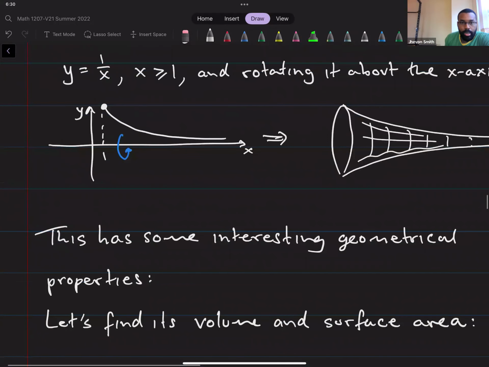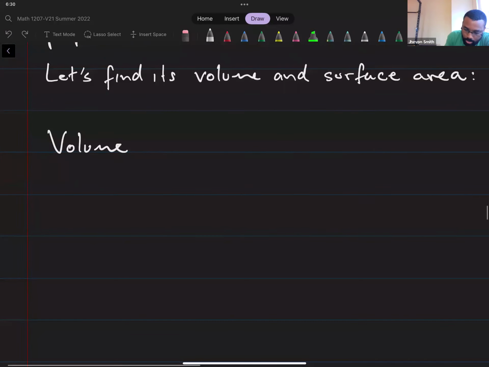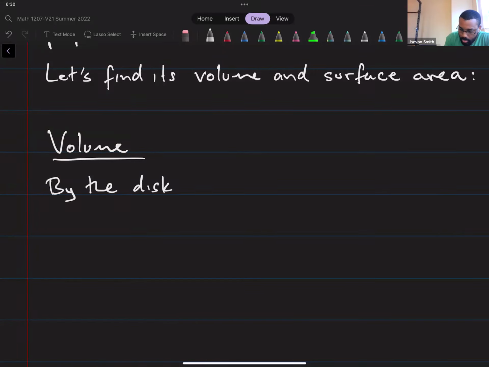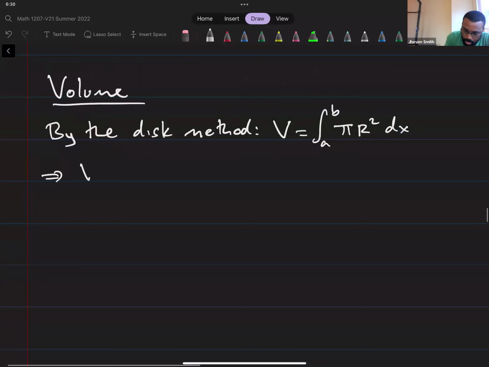Now we're rotating about the x-axis, and we can just look at this as a radius r, and we can actually apply the disk method. So by the disk method, we know we can get the volume by the integral from a to b of pi times r squared dx. Here, this is the integral from 1 to infinity, because it actually never ends. And it's pi times the radius, which is just the height of the function, squared.